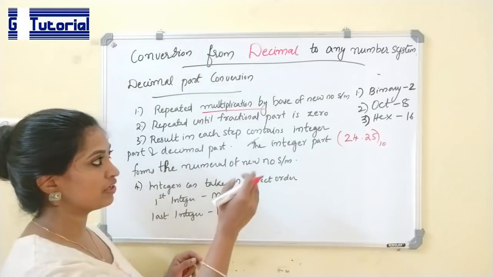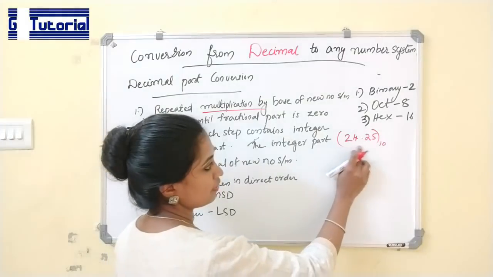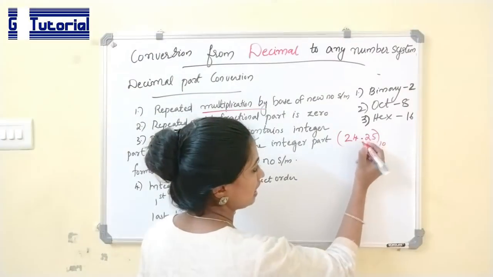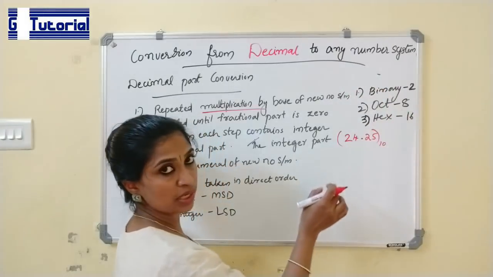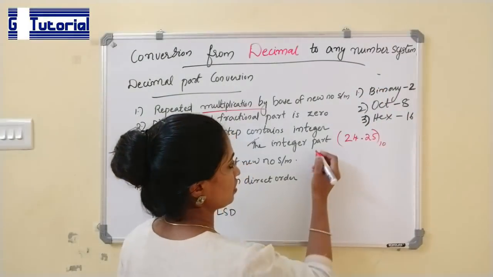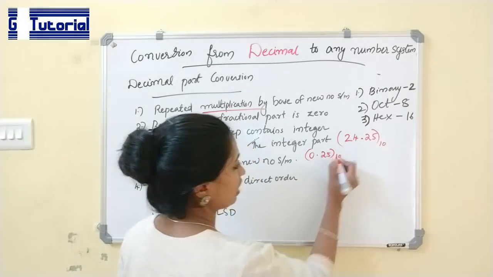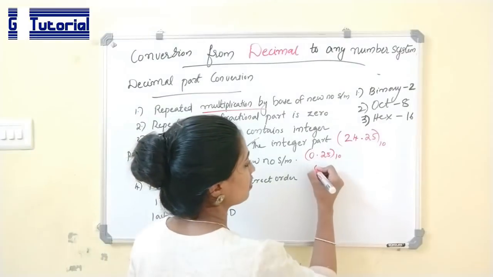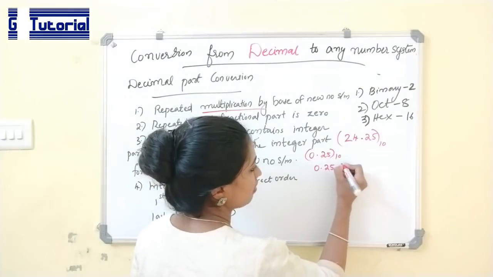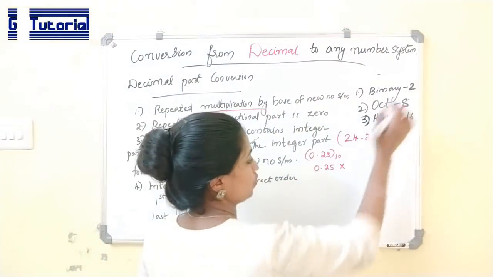You will understand when we are solving an example. This is our question. We have seen how to convert the integer part to binary, octal and hex. Now we can see the decimal part conversion. So the decimal part is 0.25. First we have to convert this into the binary number system. For that we are performing repeated multiplication by its base, that is 2.